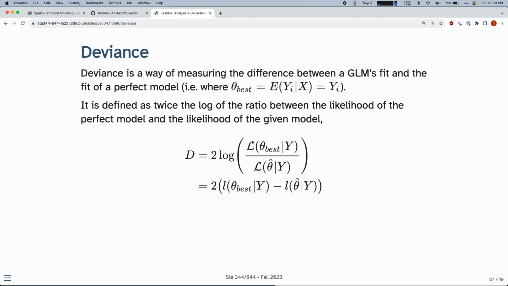So what we do is calculate the likelihood of the model in that case, calculate the likelihood of the model under your particular case, and then work out the comparison, and that's going to give us the deviance of the model.